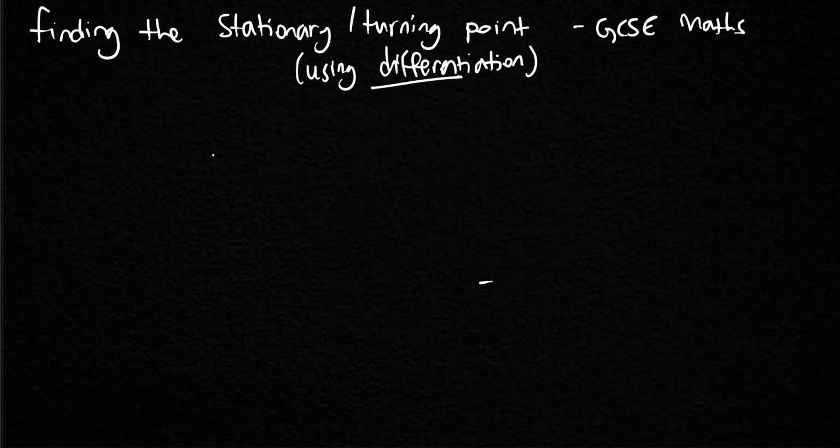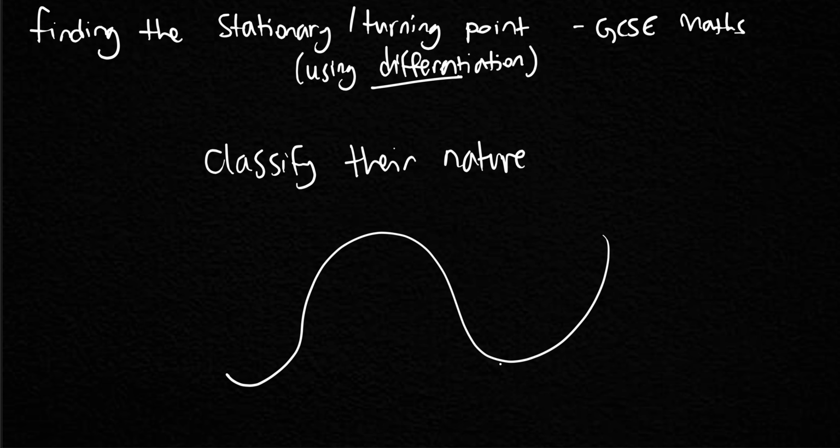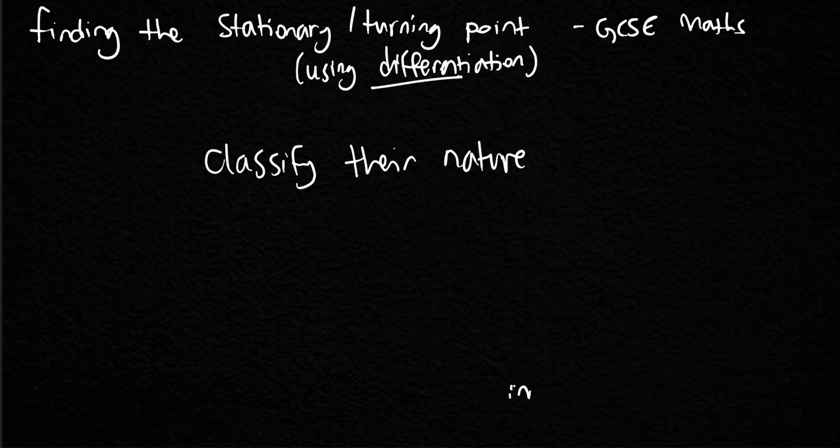And you'll also be asked to classify their nature, whether it's a maximum or a minimum turning point. So when you have a quadratic like this, this is going to be the minimum turning point. This will be the maximum turning point, the tallest, and the lowest points. We'll explain exactly how this works as we look through a past paper question.